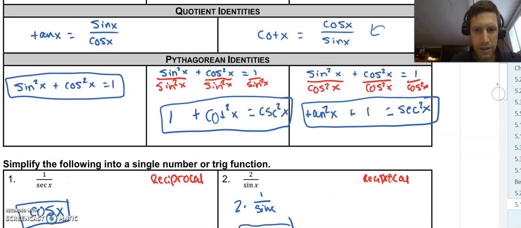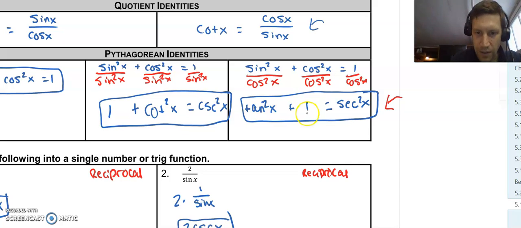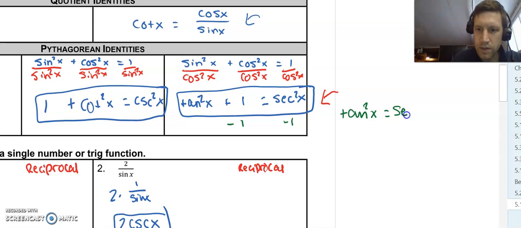The nice thing is that every squared trig function only occurs once in a Pythagorean identity. So I want to look for the one with secant squared. It looks like right here I have secant squared, but I don't have secant squared minus 1. So here's the thing. You can use these identities and manipulate them using your addition and subtraction properties. So if I look at this identity, if I subtract 1 from each side, what am I left with? I'm left with tangent squared of x on the left is equal to secant squared of x minus 1.